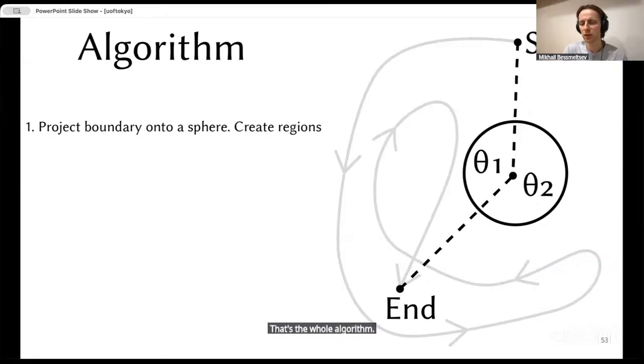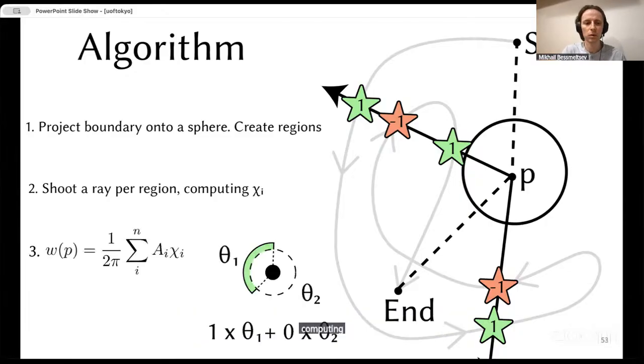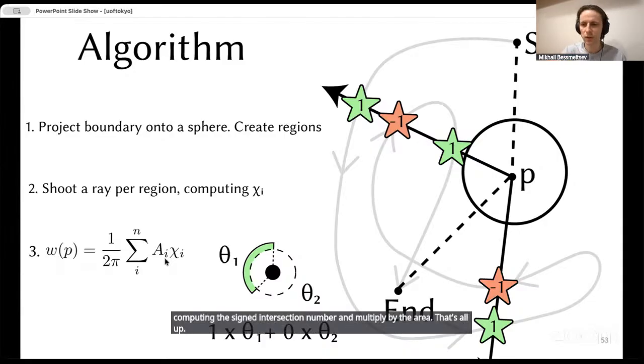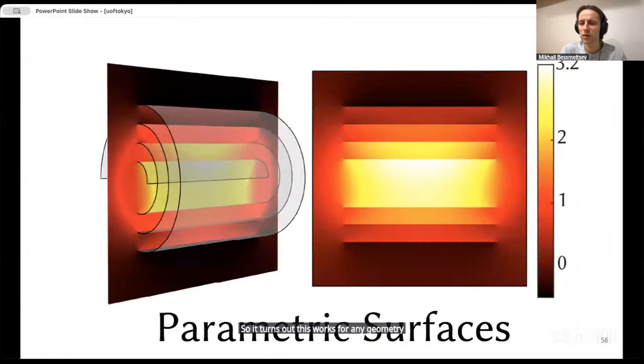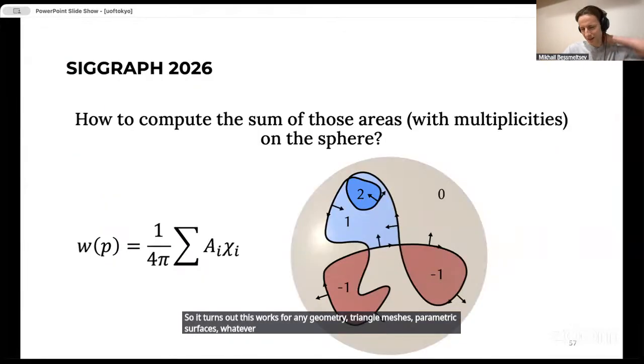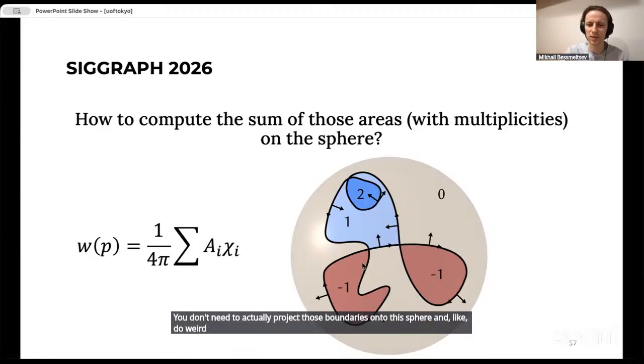You project the boundary onto a sphere, create those regions, shoot a ray per region, compute the signed intersection number, and multiply by the area. That's all. Sum up. It turns out this works for any geometry: triangle meshes, parametric surfaces, whatever you want. And this year what we showed is that you don't actually need to project those boundaries onto the sphere, do a weird decomposition of the sphere, and compute those region areas. Actually, this whole thing can be computed as a single integral, right?